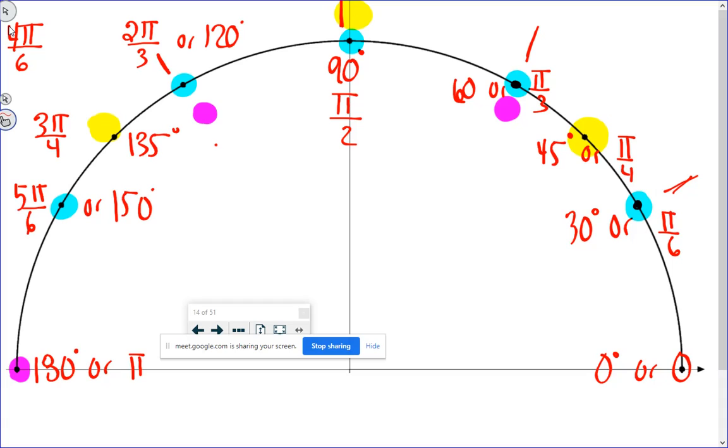I would ask everybody to look at that 135 and ask yourself how I'm getting it. And hopefully you're saying that we're taking 90 degrees plus 45 degrees. So those are all of the angles in quadrants 1 and 2. I'm going to pause there before we get to quadrants 3 and 4. Any questions with any of those numbers? All right.